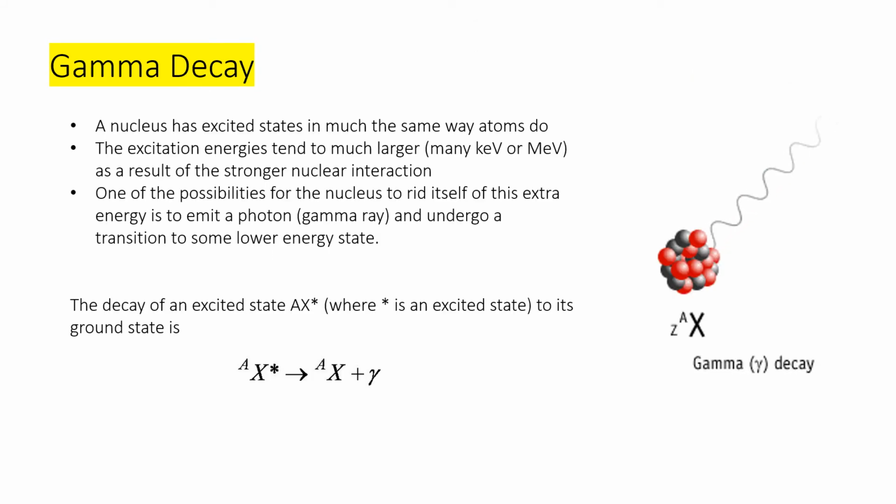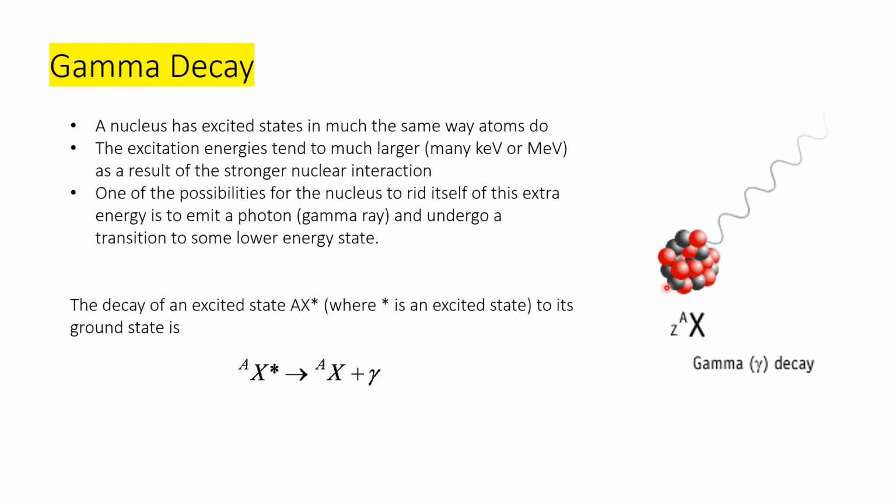Lastly, let's talk about gamma decay. So a nucleus has excited states in much the same way atoms do. The excitation energies tend to be much larger, in many kilo electron volts or mega electron volts, as a result of a stronger nuclear interaction. One of the possibilities for the nucleus to rid itself of this extra energy is to emit a photon, which is a gamma ray, and undergo a transition to some lower energy state.